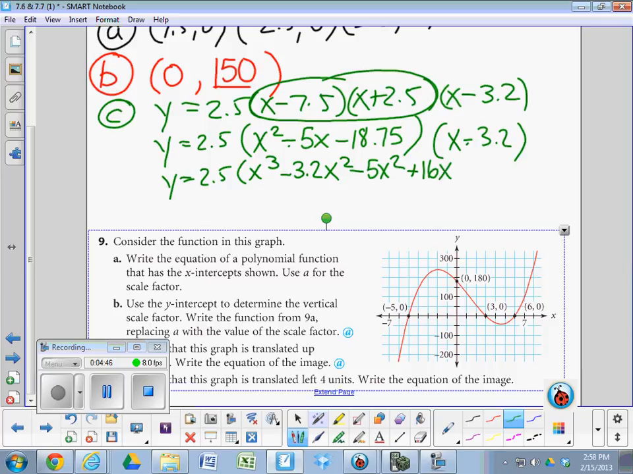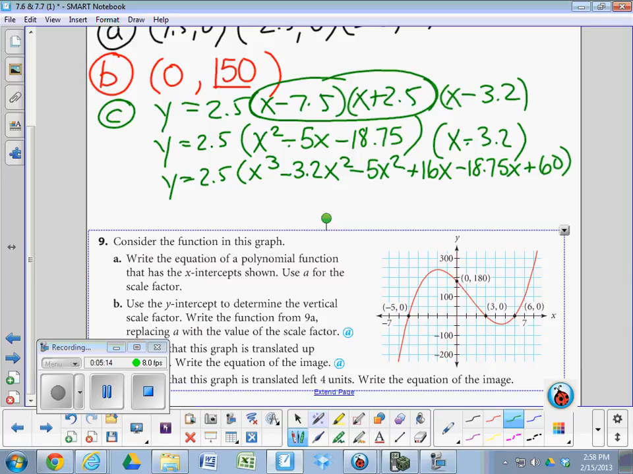Which term in the trinomial has not been distributed yet? The students say negative 18.75, so we're going to distribute it now. So you get negative 18.75x plus 60. Isn't that nice? That concludes the uber distributing that we needed to do.